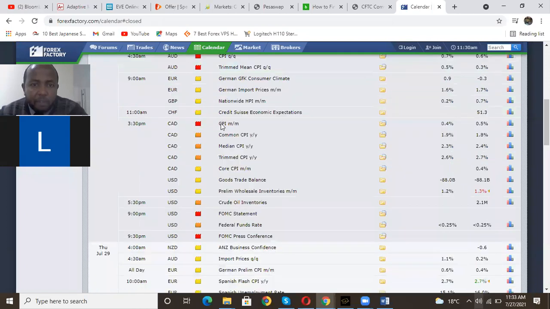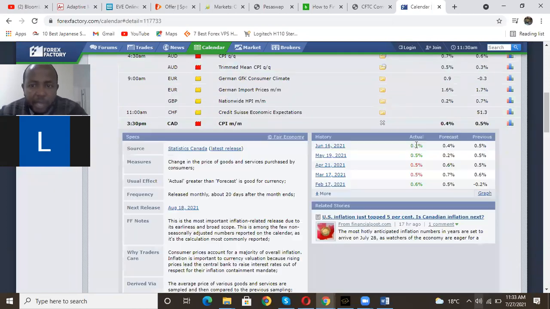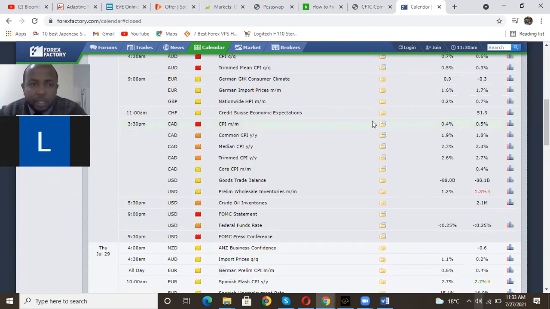Then we'll also have another CPI on CAD. Same thing. If the value is higher, you can see CAD was gaining. The last CPI was good because you can see it was green. The forecast was 0.4, actual was 0.5. So I was really following CADJPY and CADCHF, and of course made some good returns. So this will be for Wednesday.